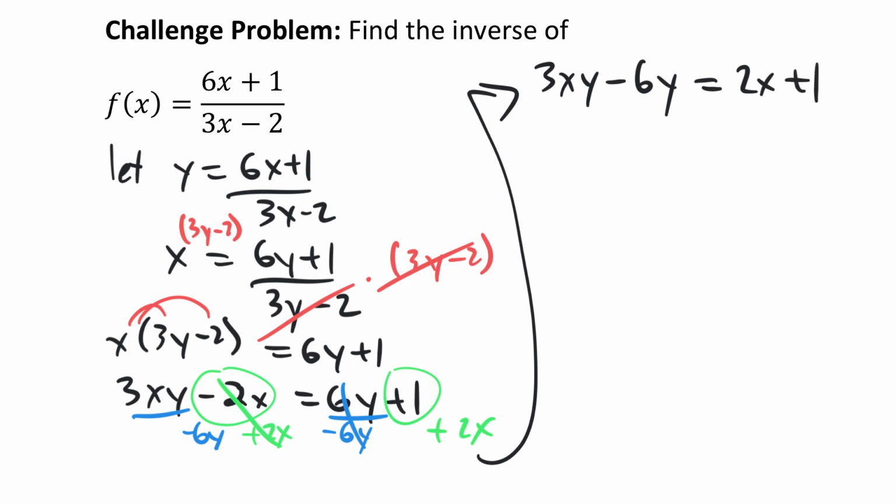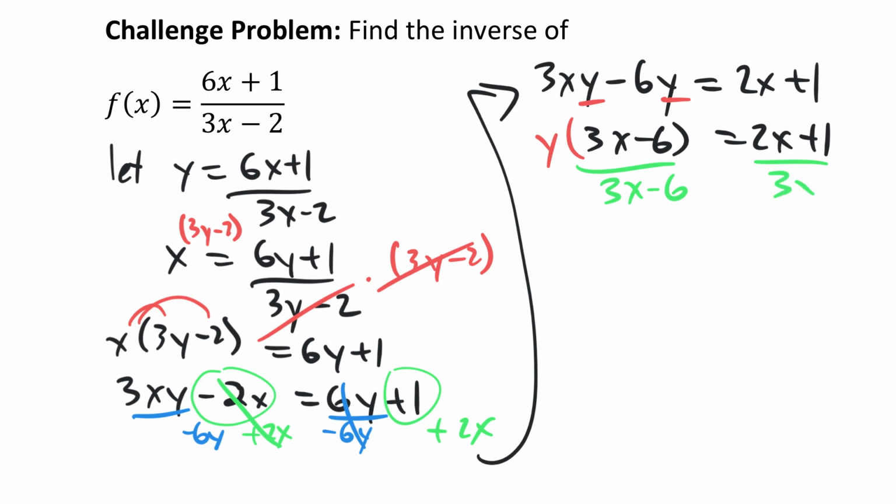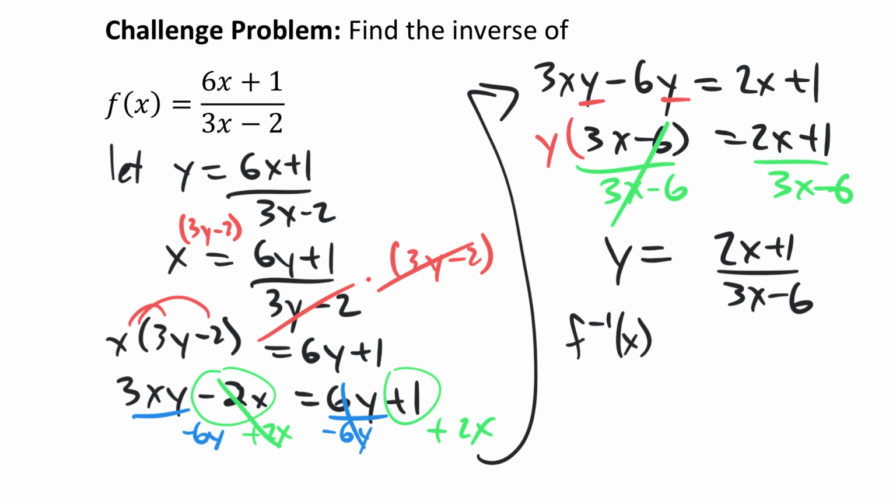Next up, we can factor the y from both of these terms, giving us y times (3x minus 6). And finally, we can divide like normal. Divide out the 3x minus 6. That's going to give us y equals (2x plus 1) over (3x minus 6). And again, it's nice to write our final answer as an f inverse. So f inverse equals (2x plus 1) over (3x minus 6). And there's our final answer.